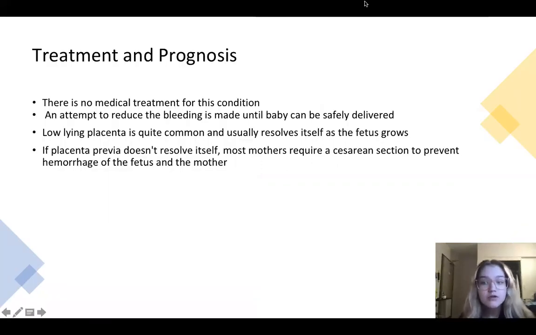There is no medical treatment for placenta previa, but doctors try to limit the amount of bleeding the mother will experience until the baby can be safely delivered. In the case of a low-lying placenta, it is very common and tends to resolve itself as the fetus grows. But if the mother has a more serious degree of previa or it can't resolve itself, a C-section will be required to prevent the mother and fetus from hemorrhaging.